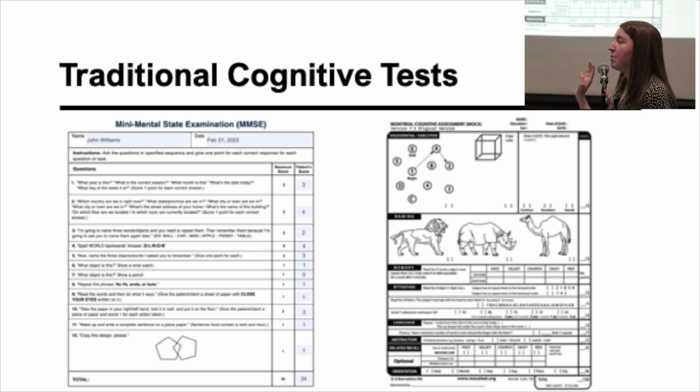Particularly the MMSE, which is the most commonly used, isn't able to really detect those earlier signs of cognitive impairment that Ms. Rosenthal was mentioning. And also, it doesn't work as well among highly educated older adults. And both of these do require some training, so they could be less practical for use among non-clinicians.